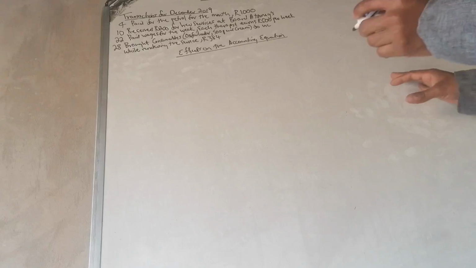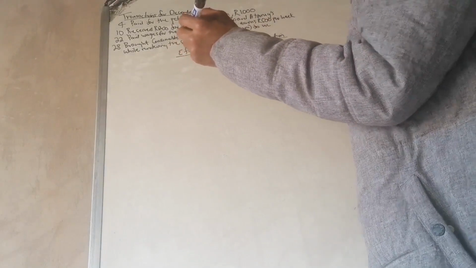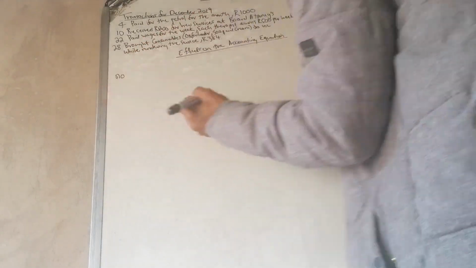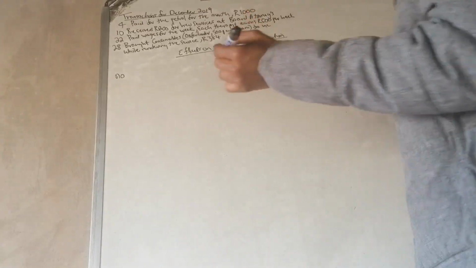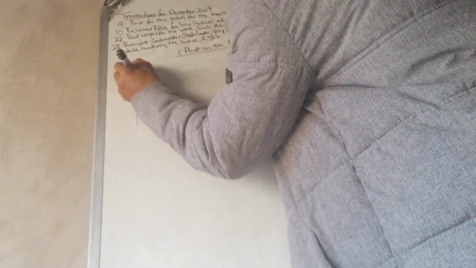Now, we want to know the effect of these transactions on the accounting equation. So a table will be provided. Because this is a previous question paper, the table will be provided and it will be as follows. You will have your number. You will have your journal.